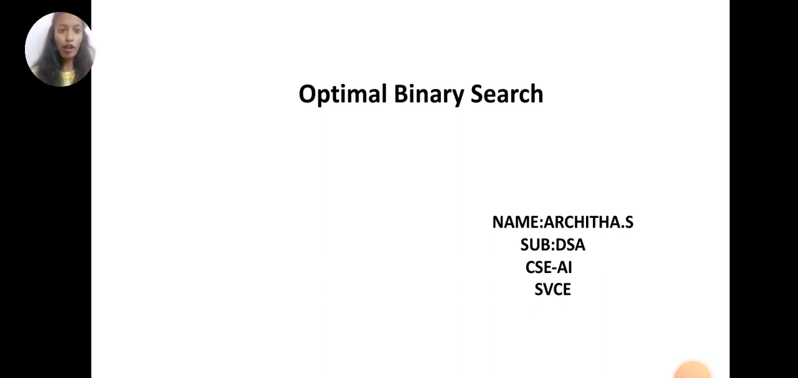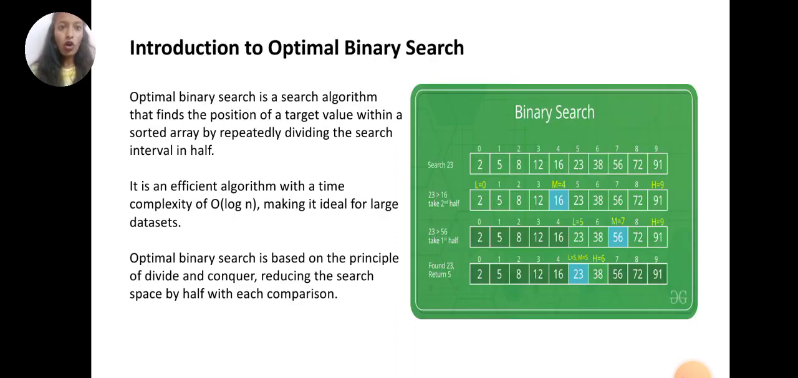Today let us discuss optimal binary search. Introduction to optimal binary search. Optimal binary search is a search algorithm that finds the position of a target value within a sorted array by repeatedly dividing the search interval in half. It is an efficient algorithm with a time complexity of O(log n), making it ideal for large data sets.